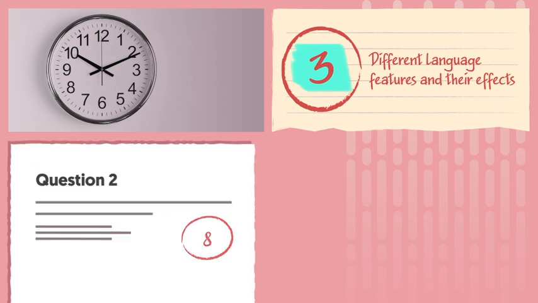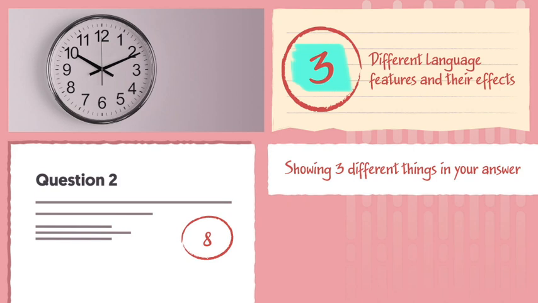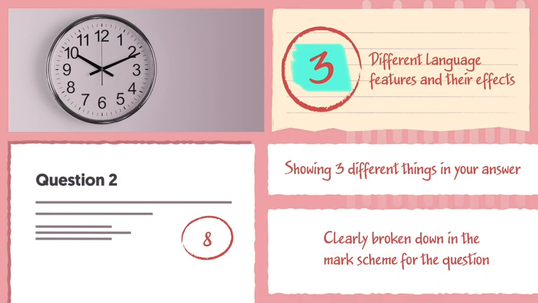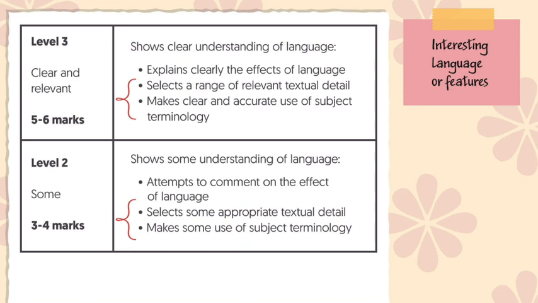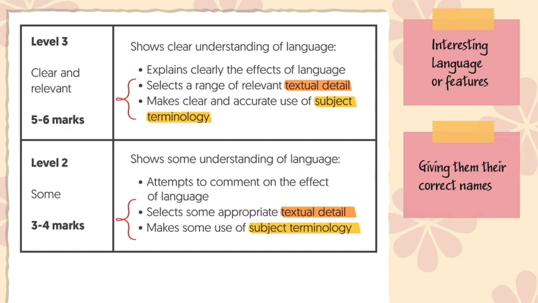Question 2 is worth 8 marks, and you can gain those marks by showing 3 different things in your answer. These 3 things are very clearly broken down in the mark scheme for the question, so let's take a look at that next. We can see from the bottom 2 bullet points in each level that the first thing you need to do is pick out some of the interesting language or language features, the textual details, and identify them using subject terminology, or giving them their correct names where you can.